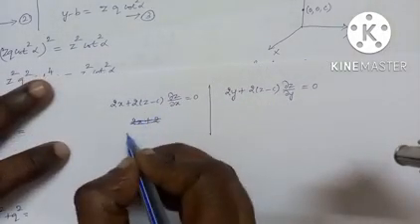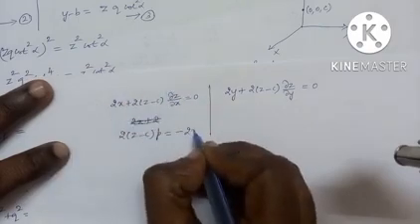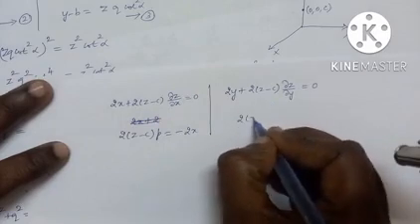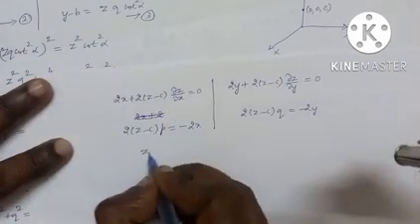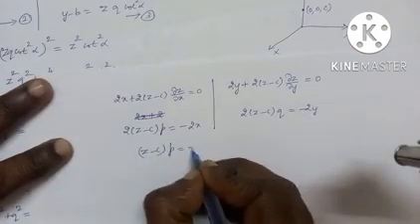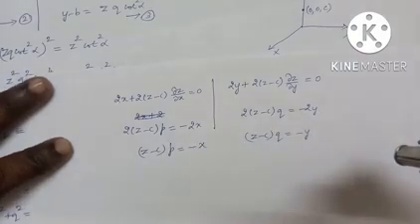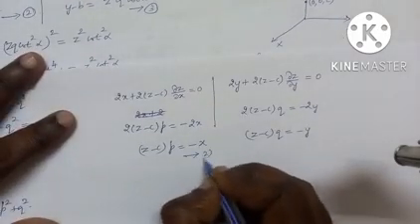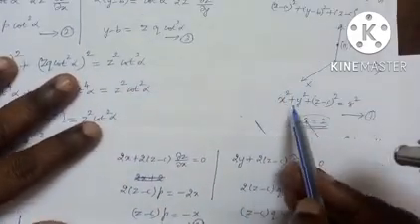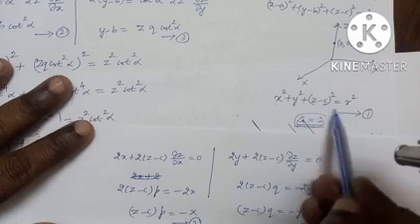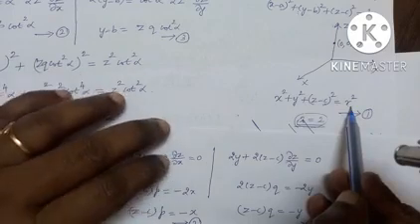Listen here. I can write 2 into (z minus c) into p is equal to minus 2x. Similarly, 2 into (z minus c) into q equal to minus 2y. On both sides the 2 gets cancelled. (z minus c) into p equal to minus x. (z minus c) into q is equal to minus y. Now this is my second equation and this is my third equation. Since we have only two arbitrary constants here, c and r, we will get only a first order PDE, right?